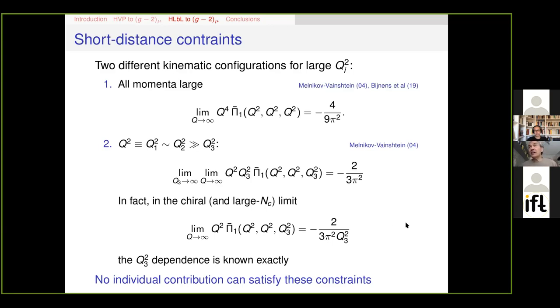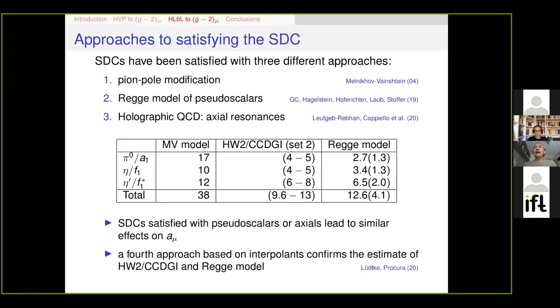Okay. And now, if you look at the individual contributions which I discussed so far, you can easily find out that none of these individual contributions satisfies these constraints. So you have to do something. And for many years, there was essentially only one possible solution to these short distance constraints, which is the one originally proposed by Melnikov and Weinstein. So they proposed a modification of the pion pole.